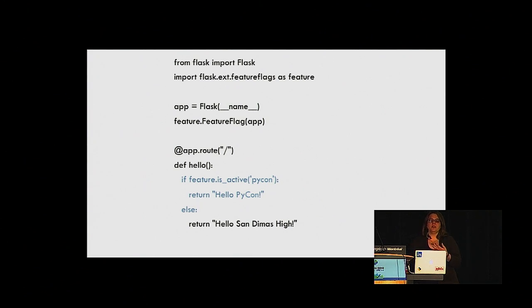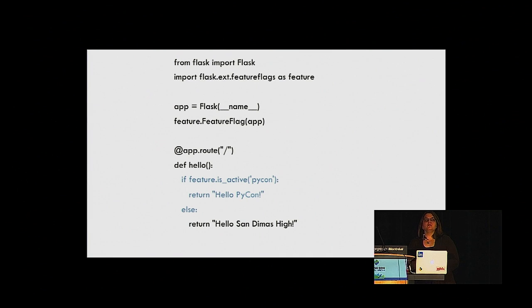OK. The second thing I want to have is a module-level function called isActive. It has one argument, which is a string. That's the name of the feature. Features are just strings. And it's supposed to return true, the feature is on, or false, the feature is off. So if you say if feature.isActive('PyCon'), hello PyCon, else hello San Dimas High. If you run this, what you'll actually get is hello San Dimas High, because I haven't actually defined any features yet. So let's talk about how we would do that.